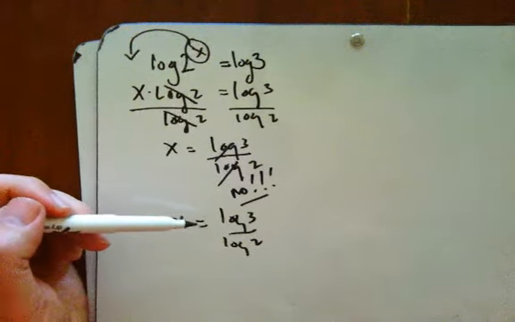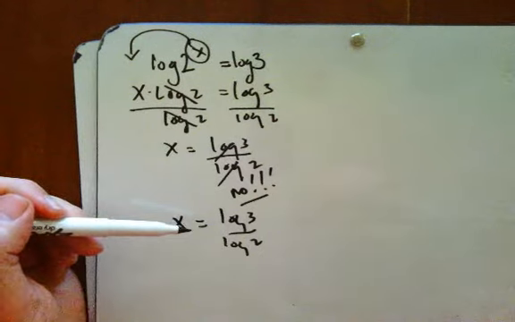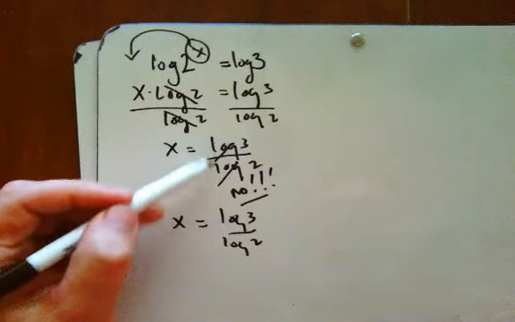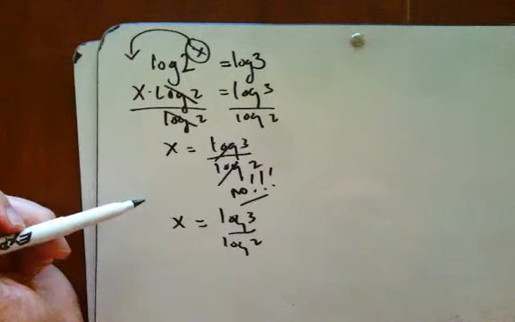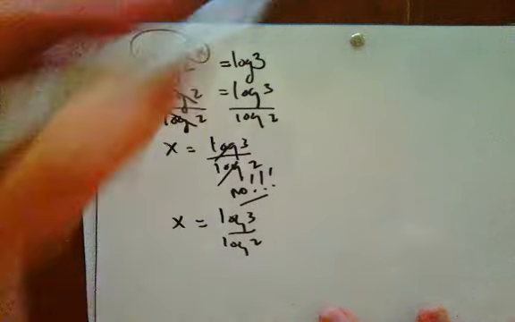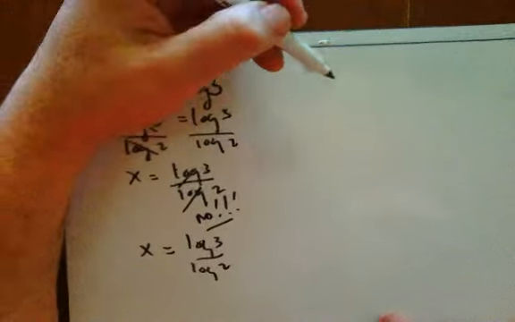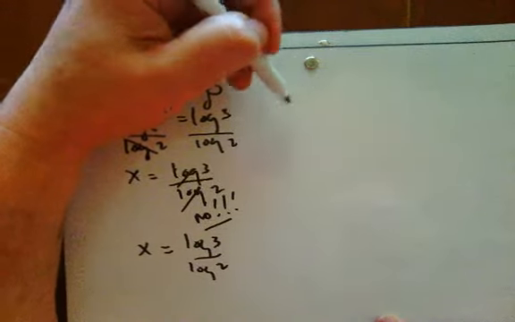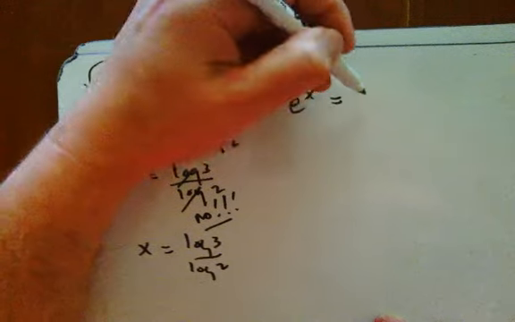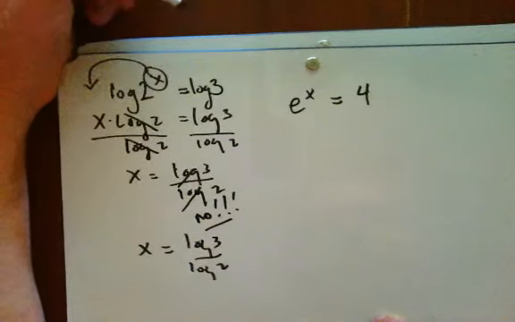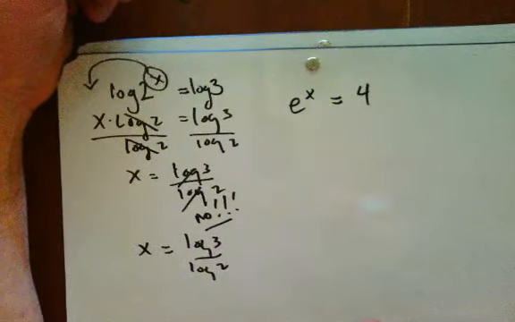If you really want to know what that's equal to, pull out your calculator and do log 3, close parentheses, divided by log 2, close parentheses, hit enter. But don't cross this out and don't try and use the quotient rule here. Okay? How about this one?